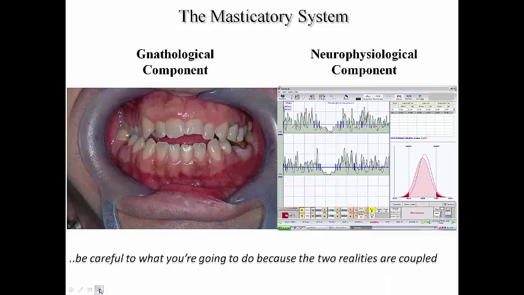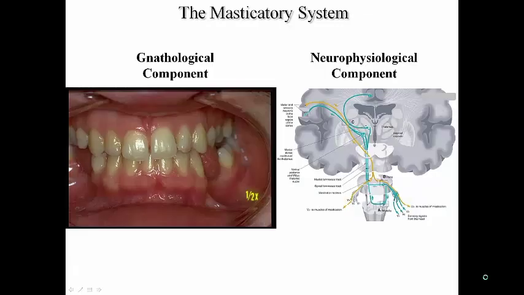So the brain keeps saying, "Be careful what you're going to do, because the two realities are coupled." I know you understand the message that I'm trying to get across. In the same way, it isn't possible to say that we have reached a target in a patient undergoing orthognathic surgery if we don't turn the coin and look at the other side.